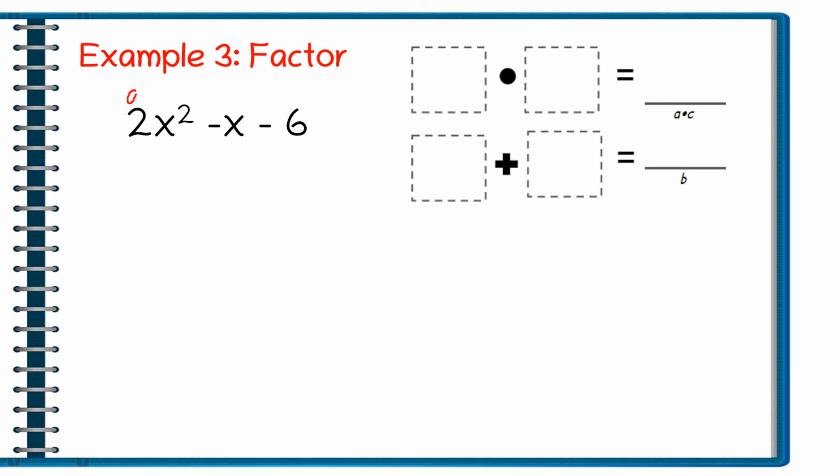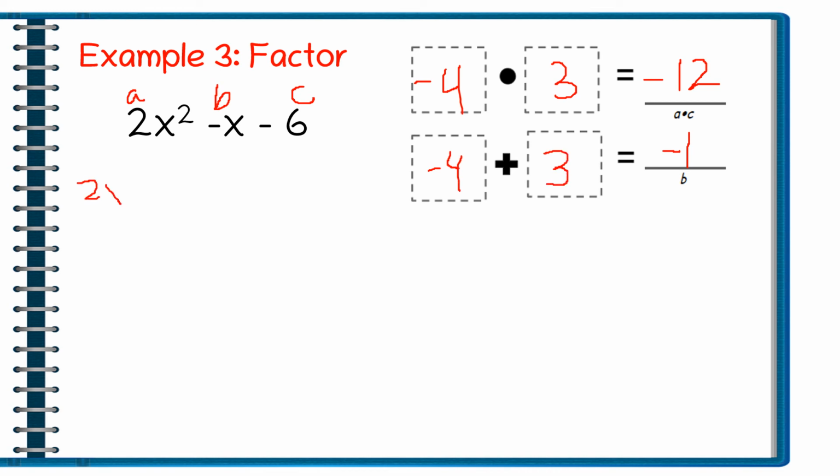All right, this time our A is 2, our B is -1, and our C is -6. So A times C will give us -12. And our B value is -1. So I'm looking for 2 numbers that multiply to make -12, but also add up to make -1. So -4 times 3 is -12, and -4 plus 3 is -1.